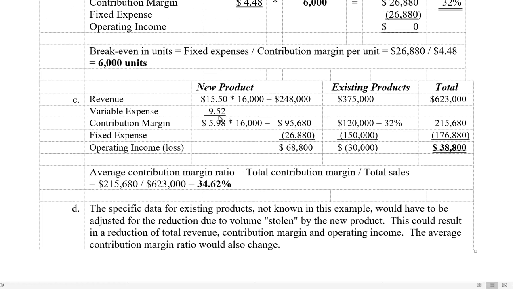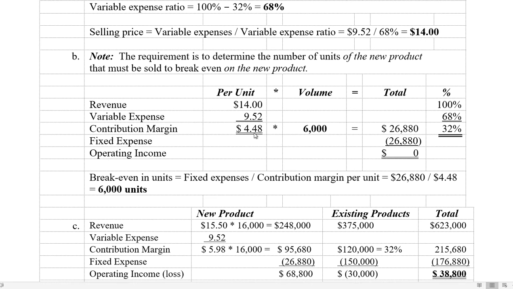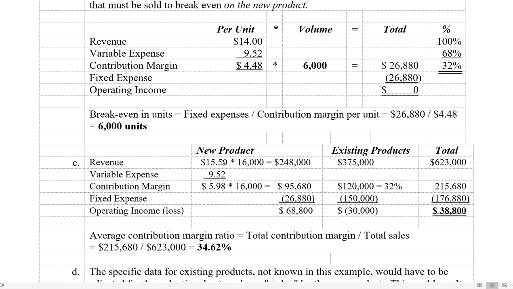So we know the variable cost is $9.52. So that means our contribution margin on this new product is $5.98. It's not the projected $4.98 like we thought. It's because we're getting more for it than the $14, and we're selling a lot more than these 6,000 units. We're selling 16,000 units. So we're going to get 248,000. And then our contribution margin on the new product would be 95,680. And then you subtract out your fixed costs to get an operating income of 68,800. So that looks real favorable, guys, for this new product.